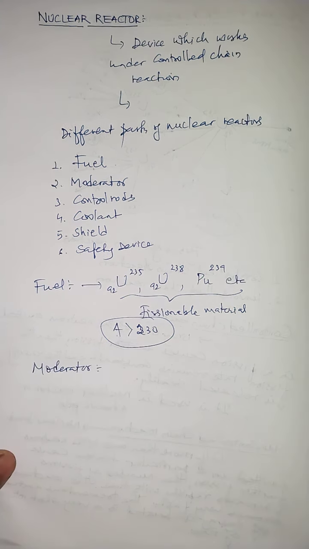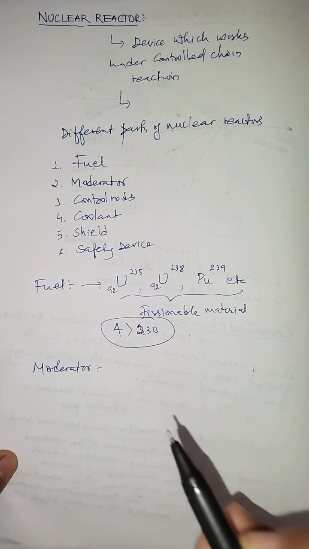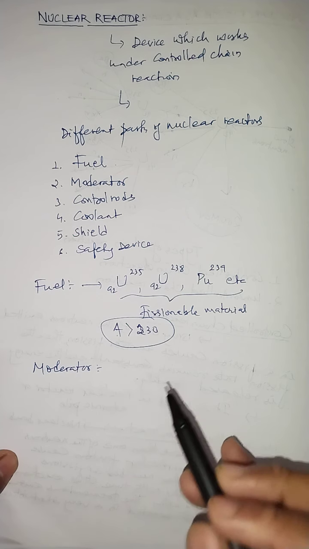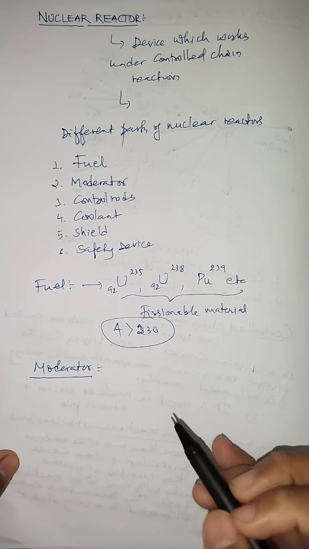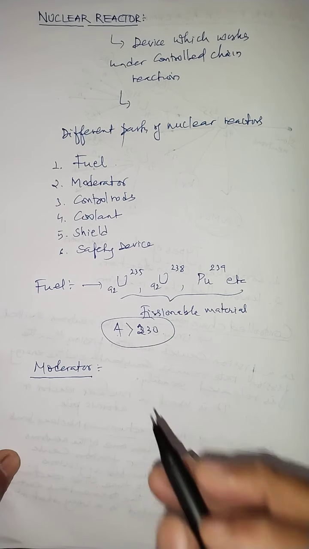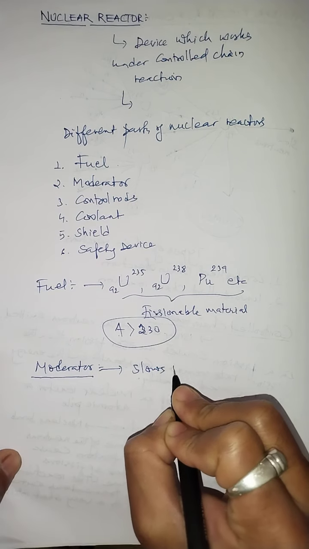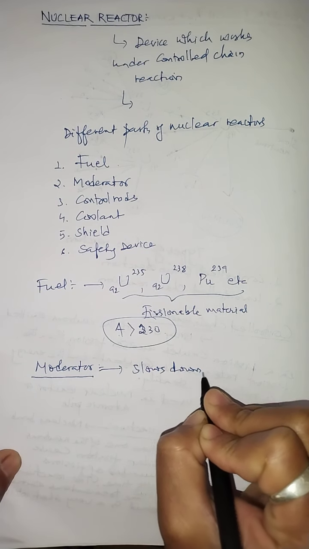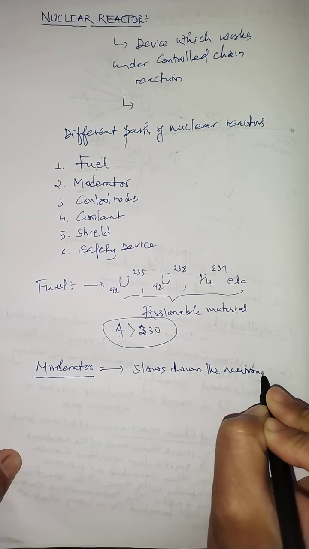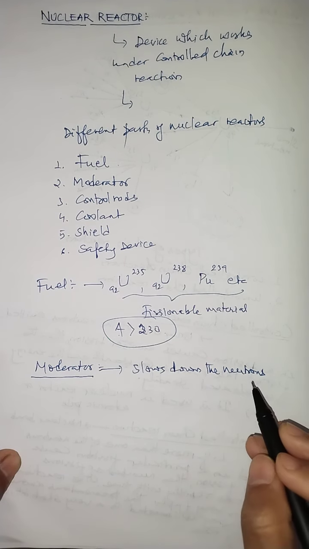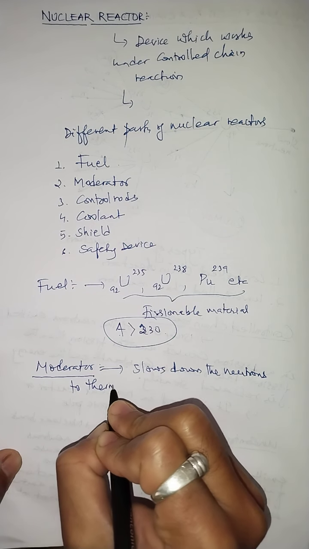The next part of a nuclear reactor, which also has a very important function, is the moderator. The main function of the moderator is to slow down the neutrons. What is the main function of the moderator? It slows down the neutrons to thermal energies.